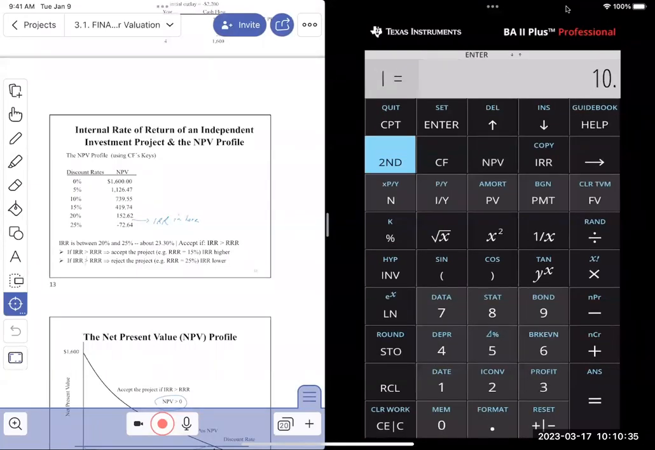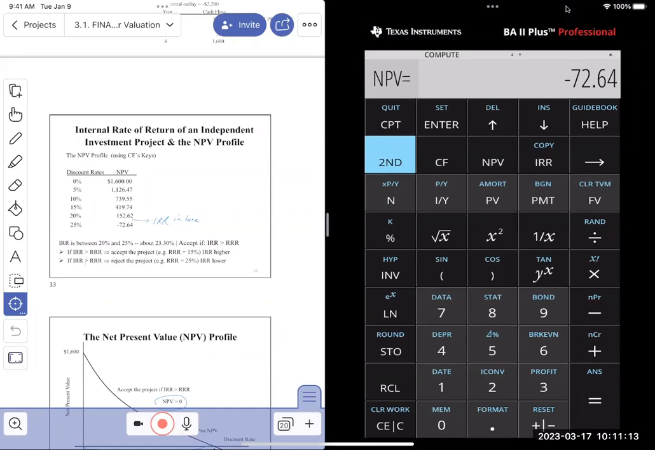Let me change it again. So hit NPV, change to 15. And just keep going. Oh, sorry. So NPV now change it to 20. Just don't forget to hit NPV each time, so you recompute it. And the last one now will be negative. I want to change it to 25 and compute, and there it is, negative.